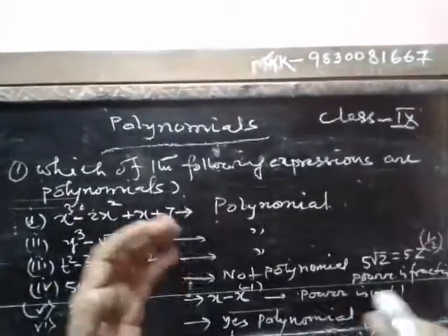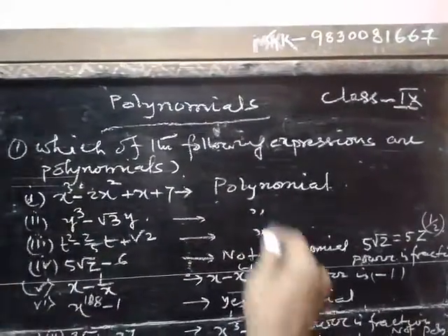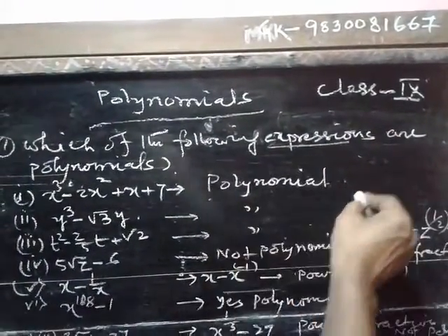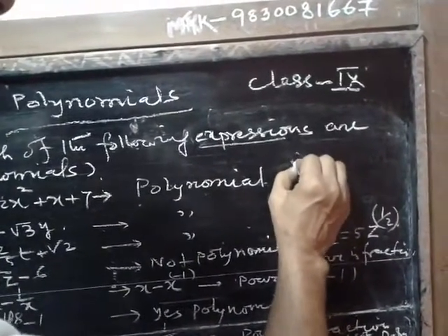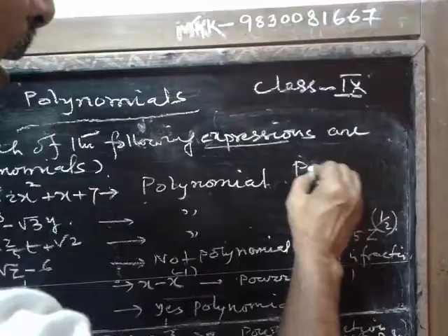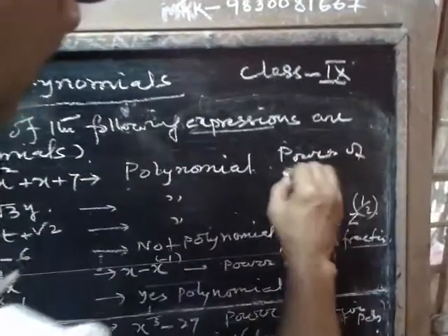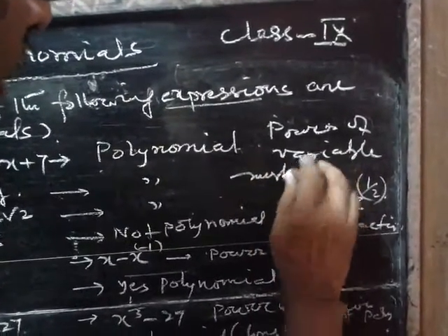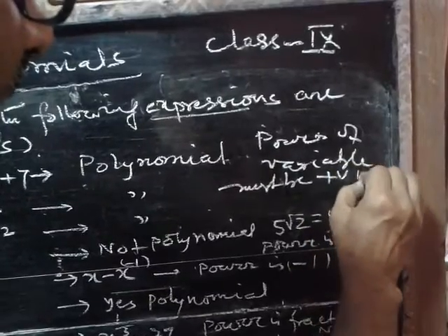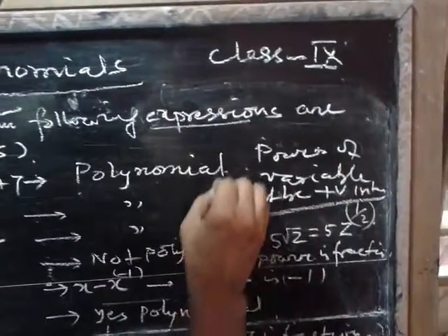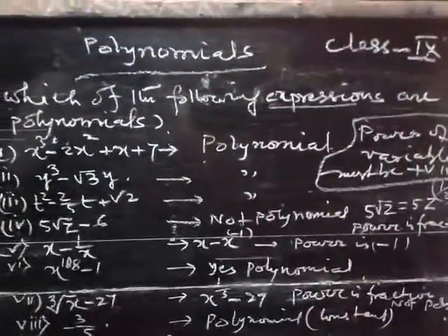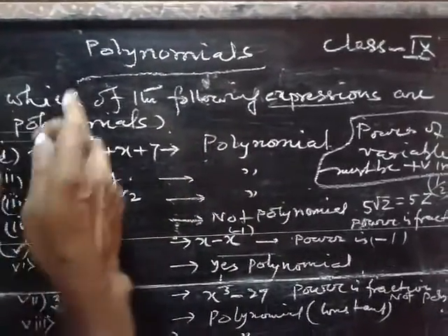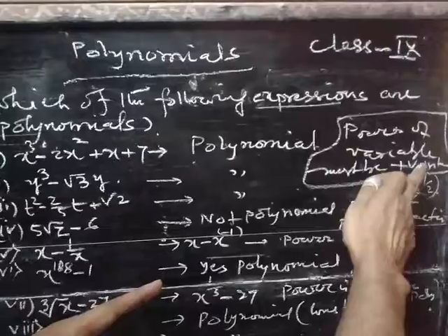If expressions are there, it may be a polynomial, or it may not be a polynomial. So the condition for any expression to be a polynomial is that the power of the variable, that is the degree of the variable, must be a positive integer. You could recall that one. In my last video I have just told you that the power of the variable in each term must be a positive integer.